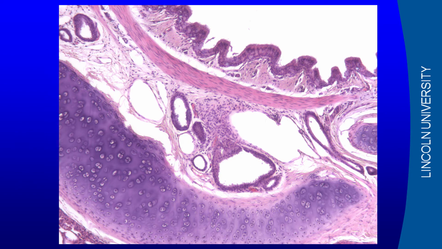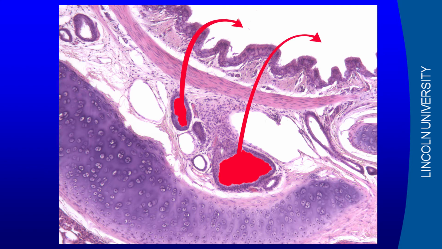And here we can see the cartilage. In here there's a few air pockets. These little pockets here will be cells secreting mucus, and that little gap there will lead back into here, and the mucus will be going from here through into the airway.